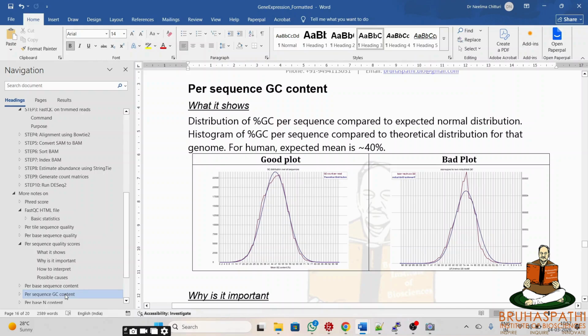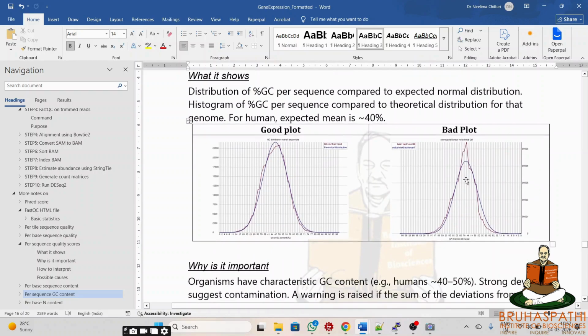Now, next one, per sequence GC content. For every sequence, what is the average GC percentage seen? Generally, for humans, it's approximately 40%. So, most of the sequences should have a good peak indicating an average of 40%. But if you see here, it's a bad plot. This is the normal distribution. Here, the plot is very close to the normal distribution. The blue line is the theoretical distribution which is expected, and the other is the predicted GC. Overlapping, it's good. But here, there is a peak to the higher side, which is not so good.